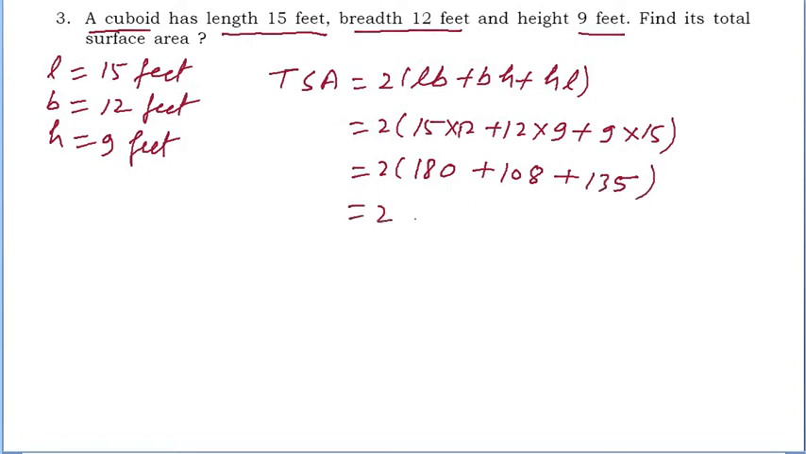Now you can add this. It is 423. So multiply this by 2. 2 3s are 6 and 2 2s are 4 and 2 4s are 8. That is feet square. You can write the unit feet square. So that is your answer. So you have to write this one.